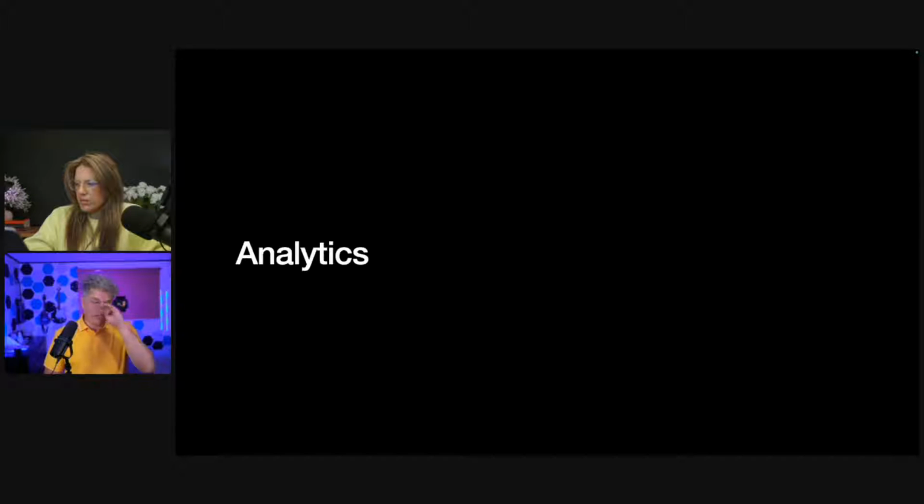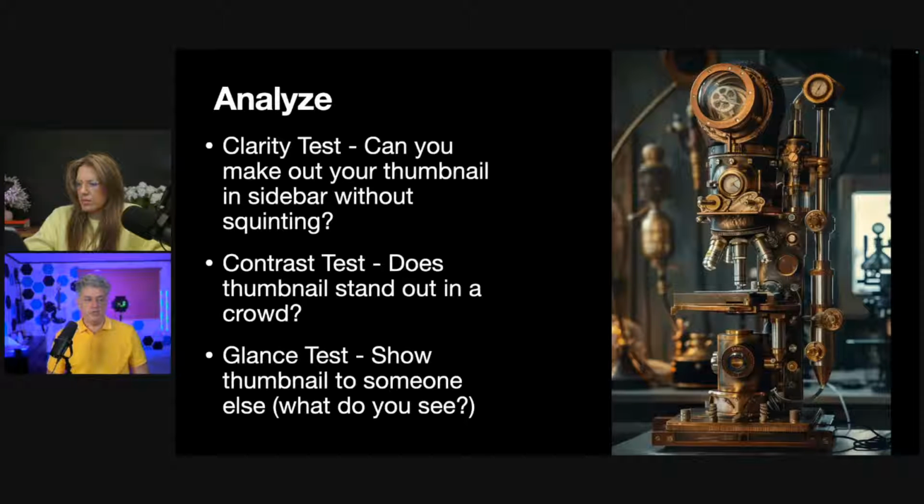The next step in our process is to actually analyze and test and see what happens. So I mentioned this before. The first is the clarity test, which is can you make out your thumbnail in the sidebar without squinting? One of the most common places we see when we're watching a video on YouTube, it will show those videos on the side. If I can't tell what the video is about when it's small, then you have a problem. Some thumbnails will look really great big, but then small, you can't tell.